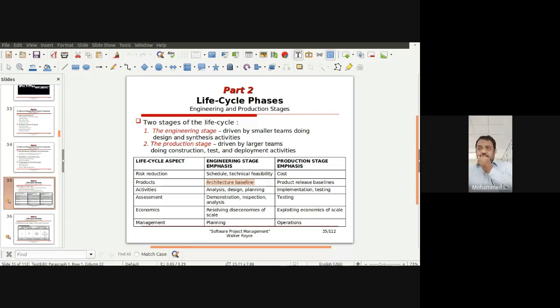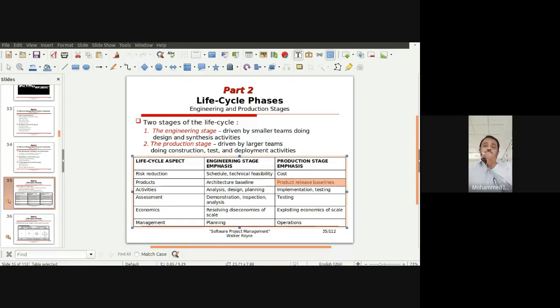Next, in production stage, we have the product line baseline. So what does it mean? What do you mean by product line baseline? This is also a very important one. Product line baseline plays a very important role in the technical kind of aspects. If you see product line baseline, what does it mean? This is regarding the configuration and building of the product, or you can say management.